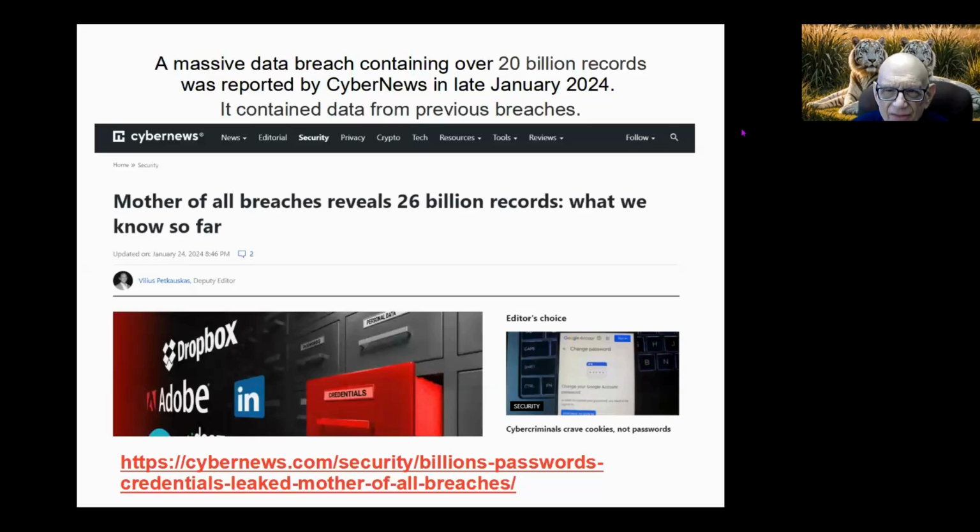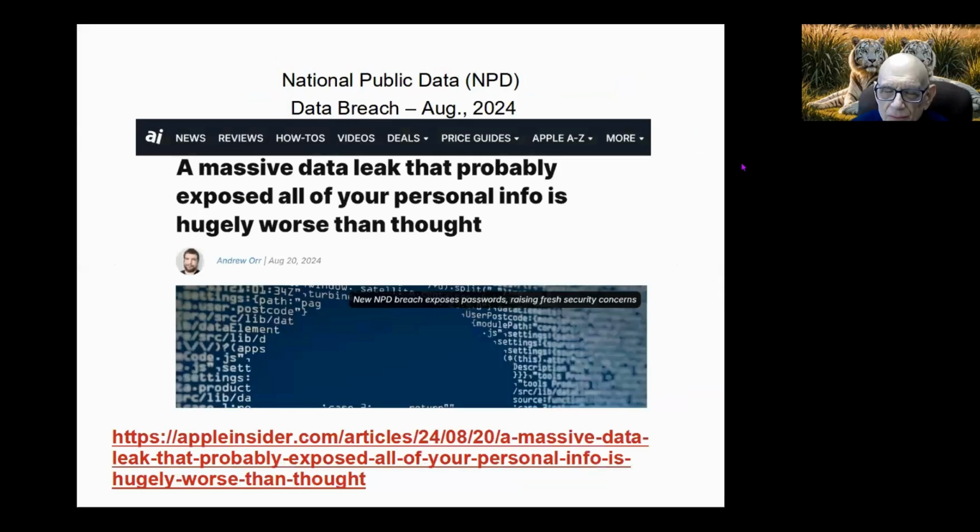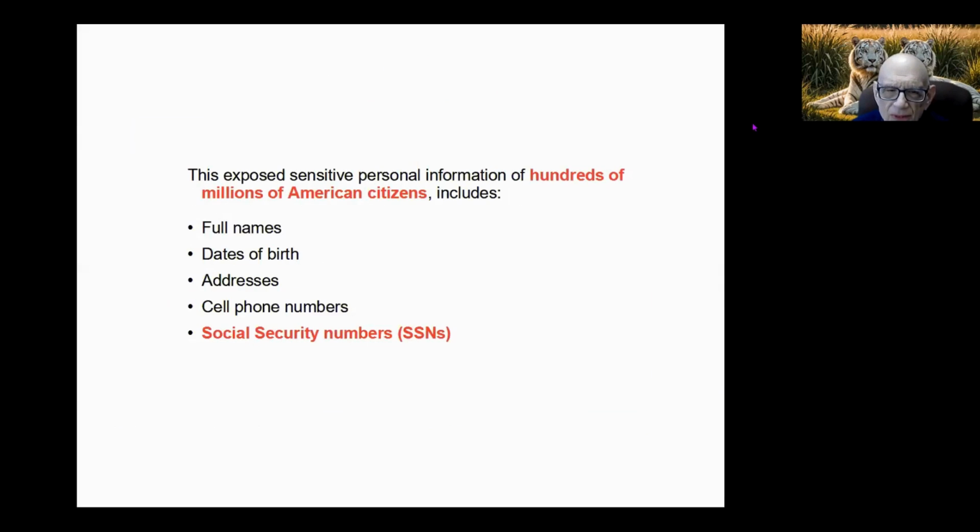We've got a lot of information that we've talked about over the past couple of years here on Elderwerks. We talked about this breach in January 2024. That was a consolidation of about 20 billion, and this headline says 26 billion records. There was a tremendous breach of National Public Data in August of 2024. The problem with this breach is it also exposed Social Security numbers.